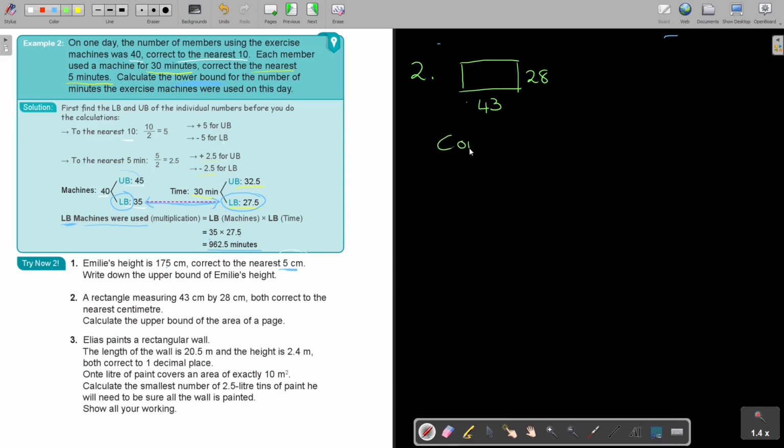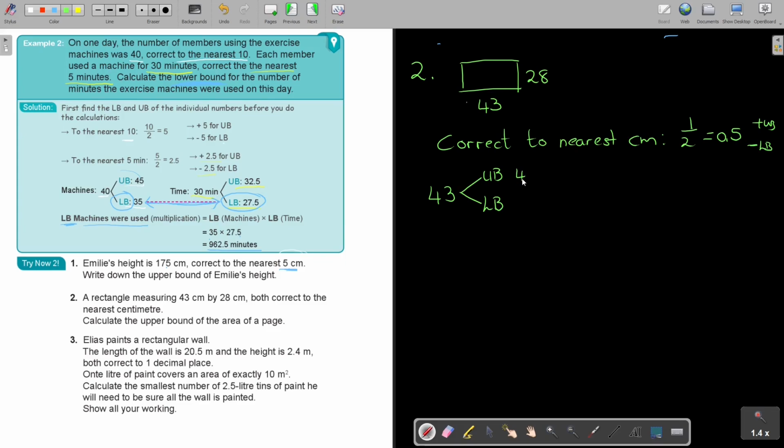So if it's correct to the nearest centimeter, it means 1 centimeter. And it's 1 divided by 2, and that's 0.5. And again, remember, add for your upper, I'm always writing it, subtract for your lower. Okay, so we can do it with those numbers now. And just mark it, otherwise you get confused. So say upper and say lower. Otherwise, just remember the top is upper.